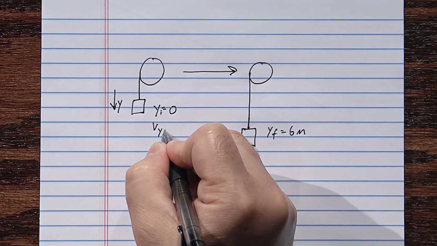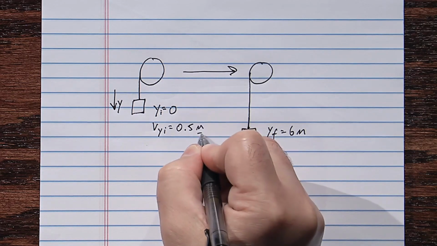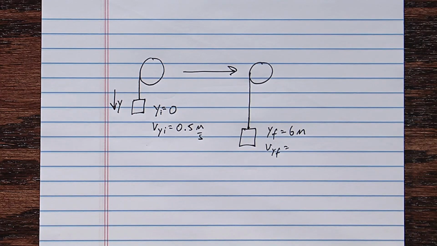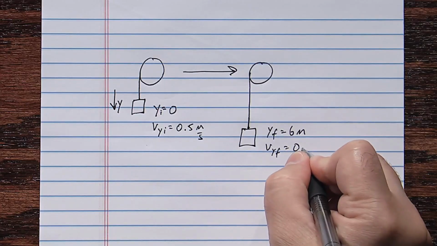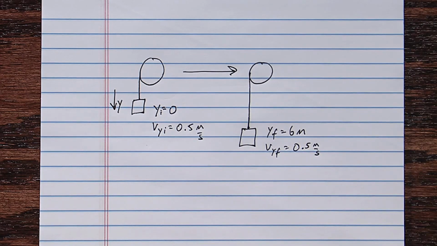Vy initial, we're told, is 0.5 meters per second. Vy final, we can infer that it's also 0.5 meters per second because we're told that the elevator is moving down at 0.5 meters per second, and we're not told anything about acceleration or changes in velocity, so we have to infer that Vy final is the same as Vy initial, that it's moving at a constant speed. So that is also 0.5 meters per second.